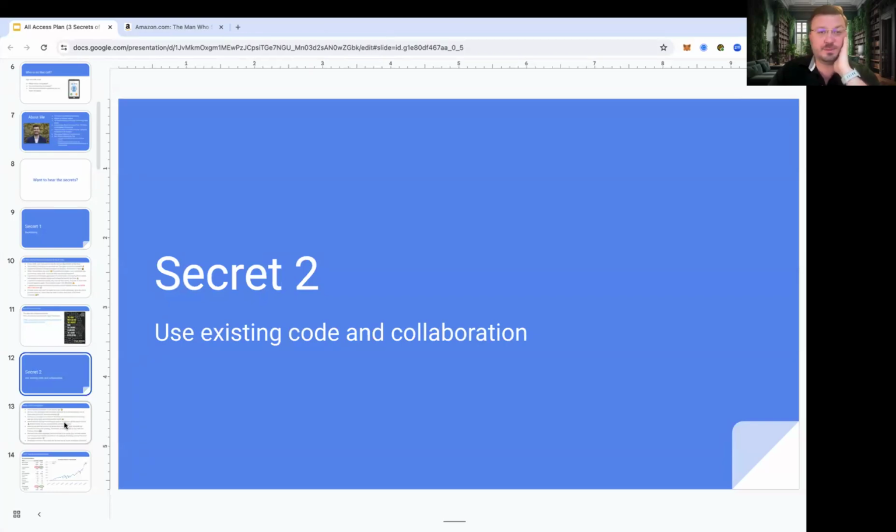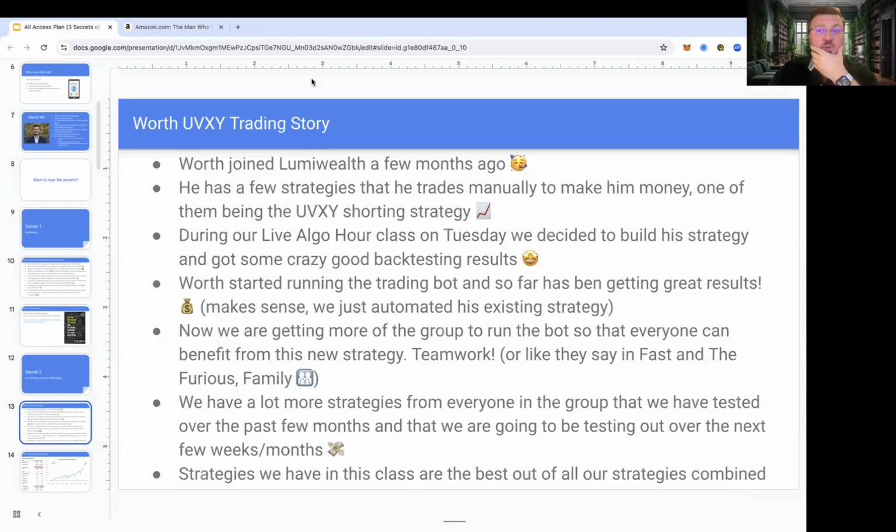So let me tell you a little story. Someone who joined our program a little while ago, named Worth, had a few strategies, and he still does, that he trades manually. He came in and said, I'm using these strategies, can you guys automate this for me? A lot of people join and do the same sort of thing. They say, I have a strategy that I use. Is this something that you can do? And we're like, sure, let's do it.